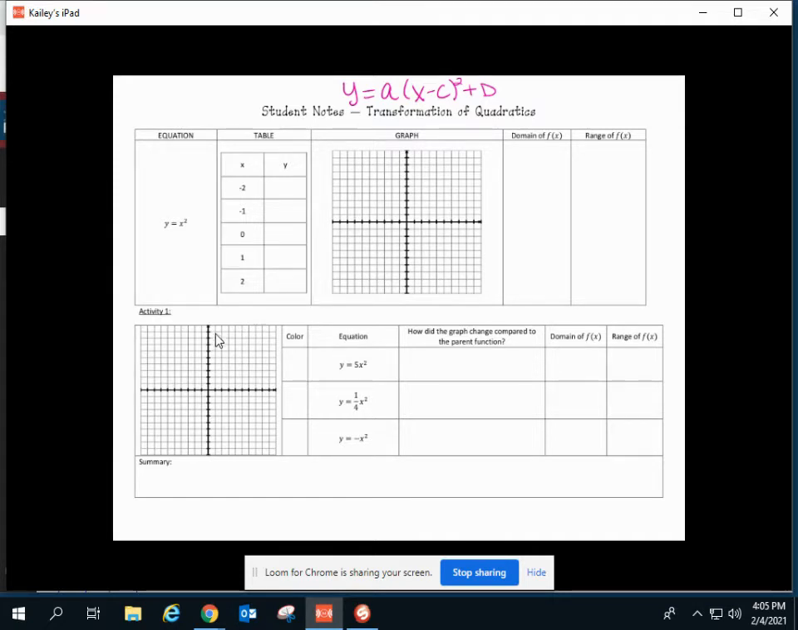First, we're going to start out by writing down this transformation form that I wrote in at the top here. And it's y equals a times x minus c squared plus d. So we'll see that a few times throughout the notes today. It's just a good thing to keep at the top so you remember all the different transformations that we talk about today. So first, we're going to start with the parent function.